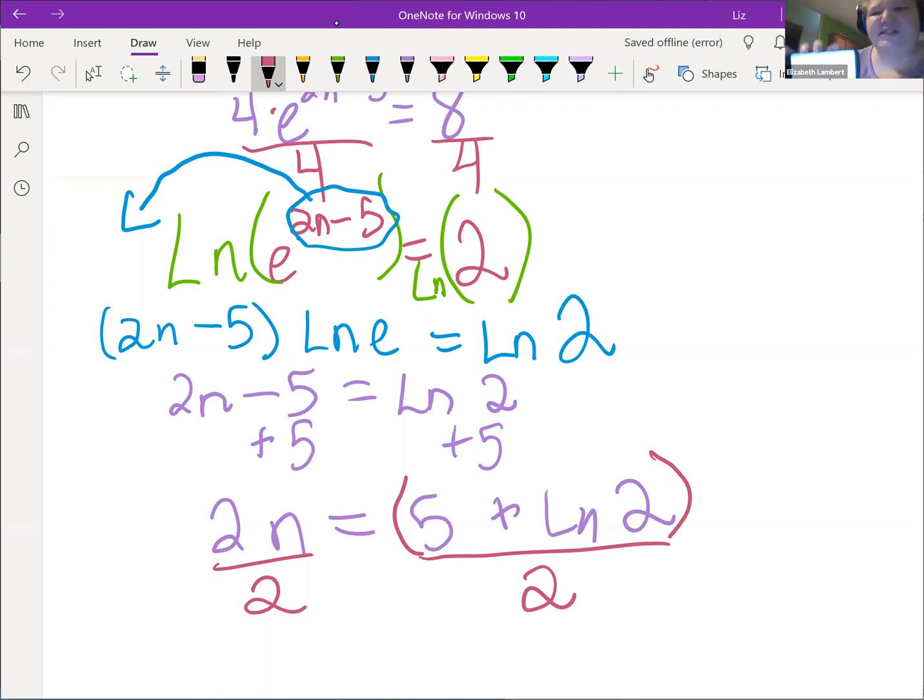But on a TI, it would say ANS divided by 2, meaning whatever was on the previous line is now getting divided by 2, and we get 2.84657, yuck.